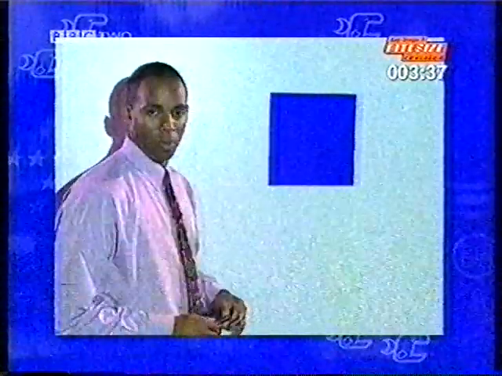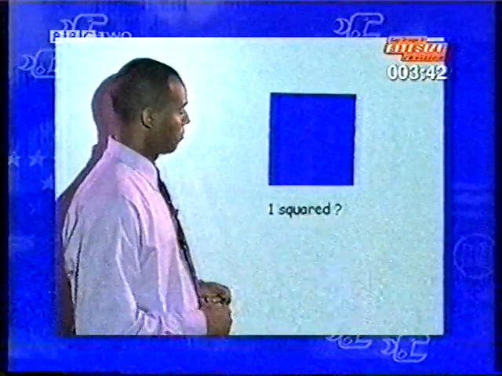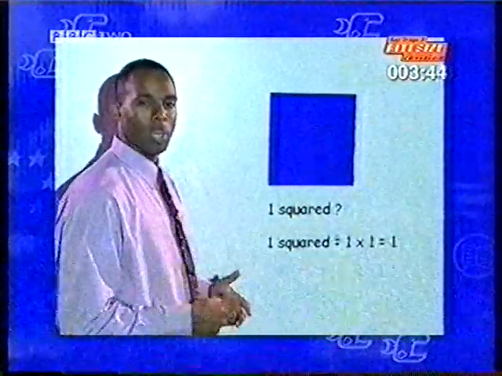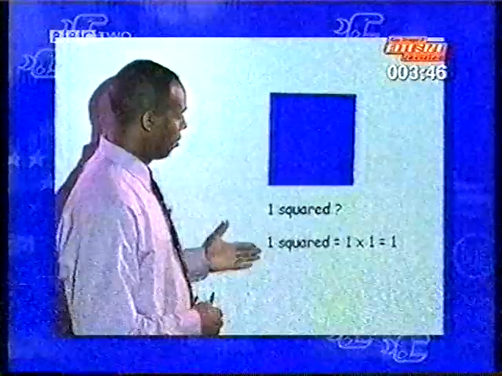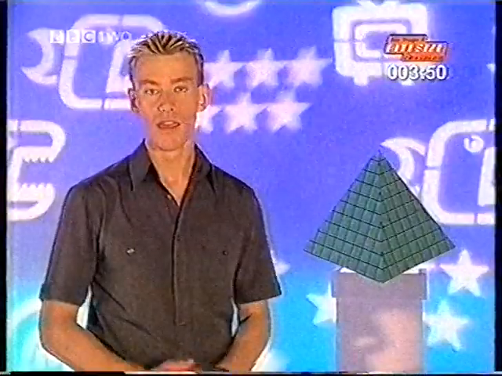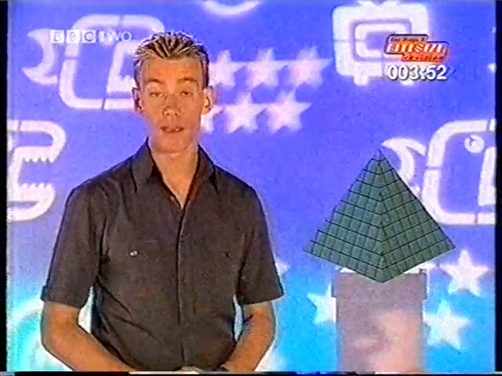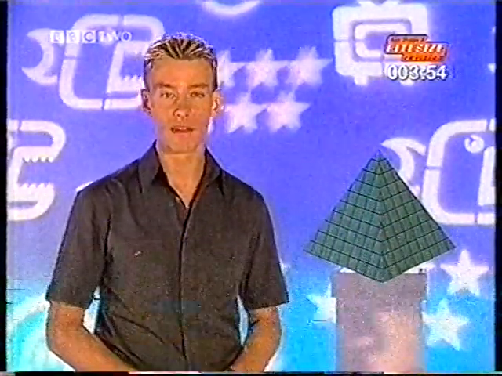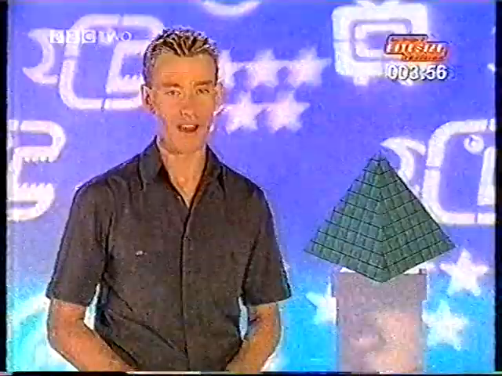Now here's an interesting question. 1 squared. What does it equal? Well, 1 squared is 1 multiplied by itself, or 1 times 1 equals 1. You need to know all the square numbers up to 100. That's up to 10 times 10. So, here they are.